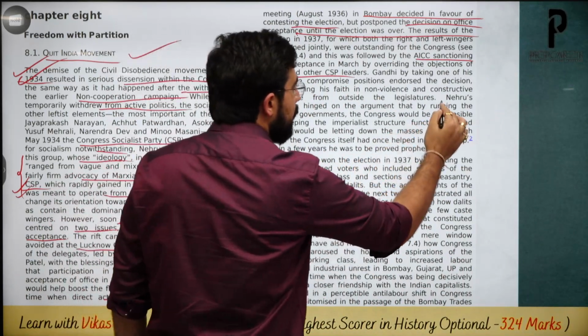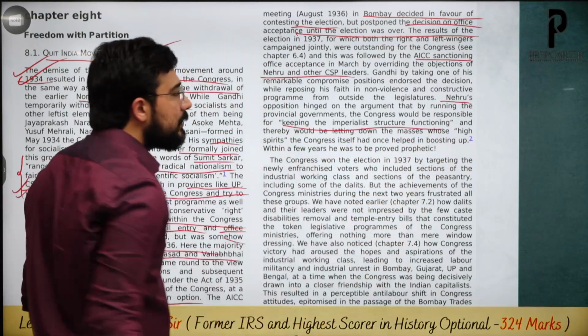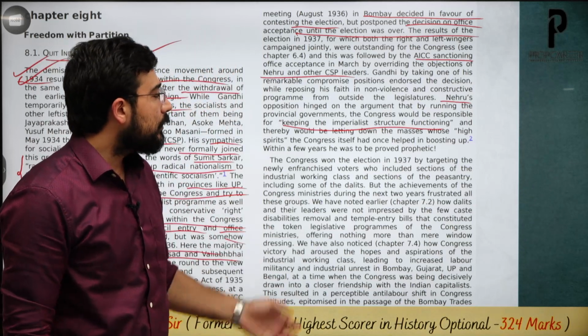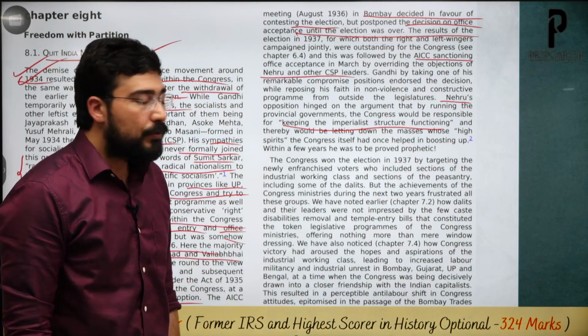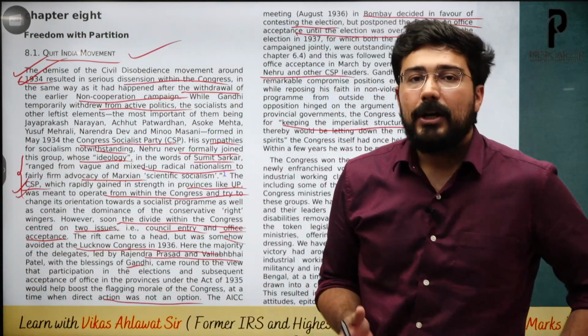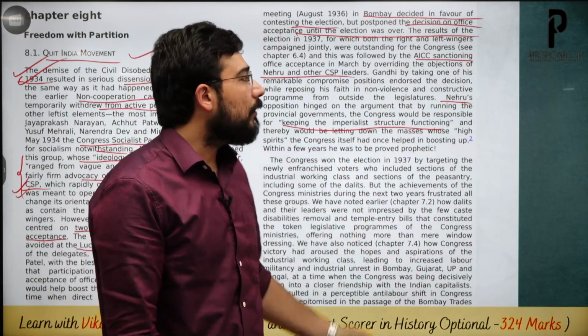Nehru ji said that if we participate in the election, we'll be keeping the imperial structure functioning and thereby letting down the masses whose high spirit the Congress itself had once helped in boosting up. Means if you start working under their structure, eventually people will say, you are cheating us. That was the perspective of Nehru ji.